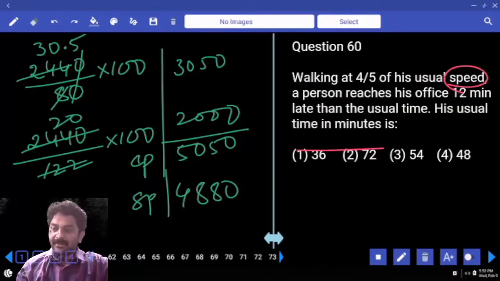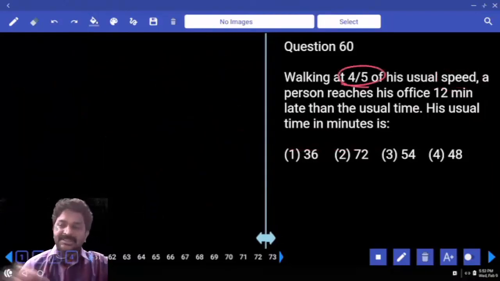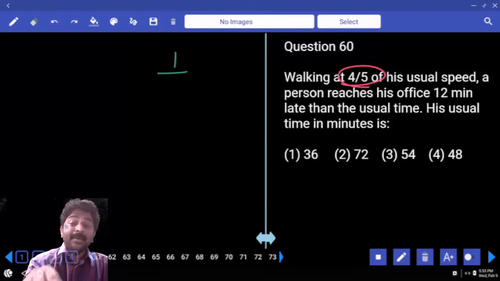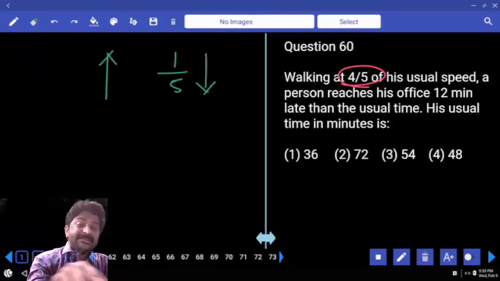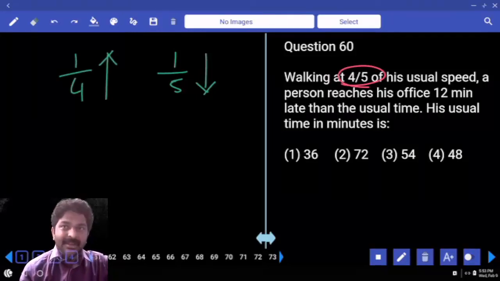Next. Walking at 4/5 of his usual speed. 4/5 in the sense, did he increase the speed or decrease the speed? 4/5 తో వెళ్తున్నాడు అంటే ఇంక్రీజ్ చేశాడా డిక్రీజ్ చేశాడా? డిక్రీజ్. ఎంత? 1/5. For always decrease of 1/5, there must be increase of 1/4 only. Inversely proportional rule, right? So speed తగ్గింది కాబట్టి టైం పెరగాలి.